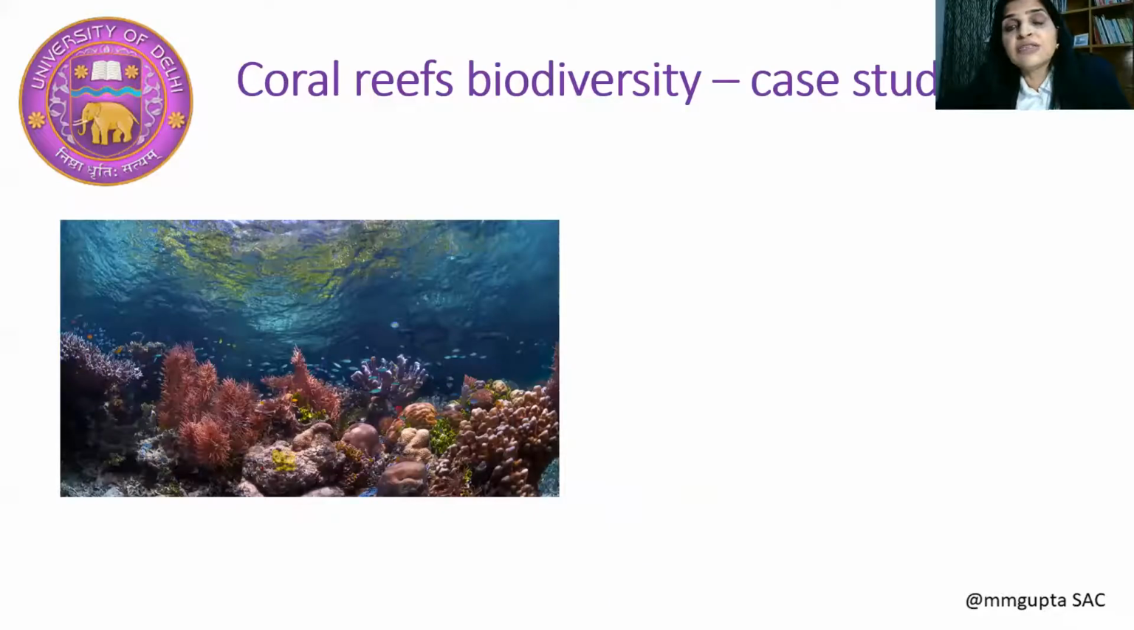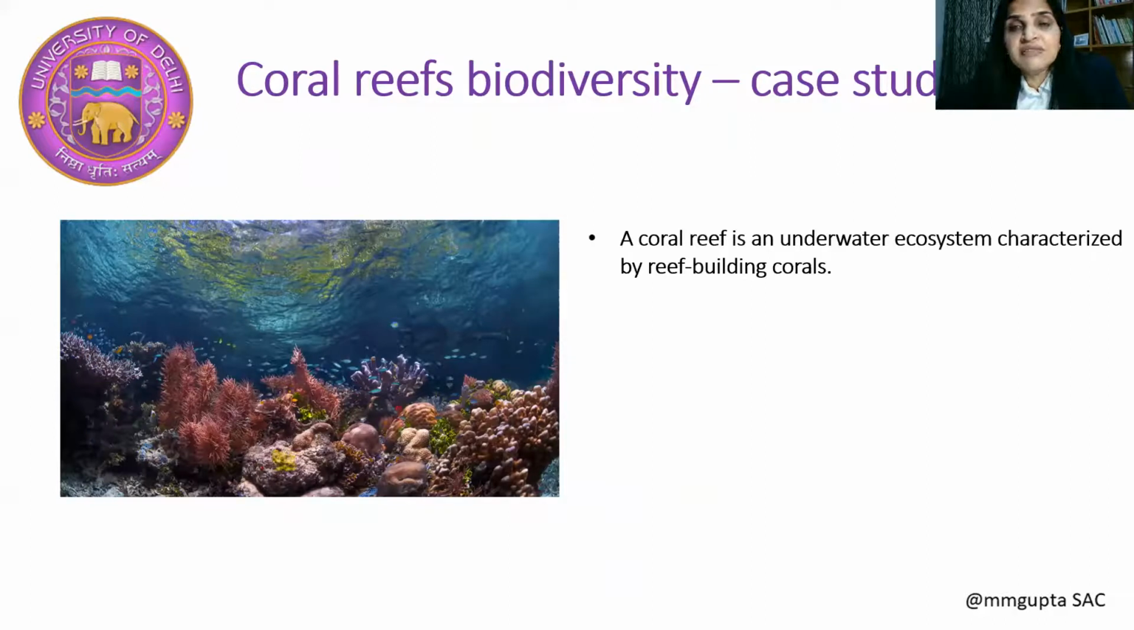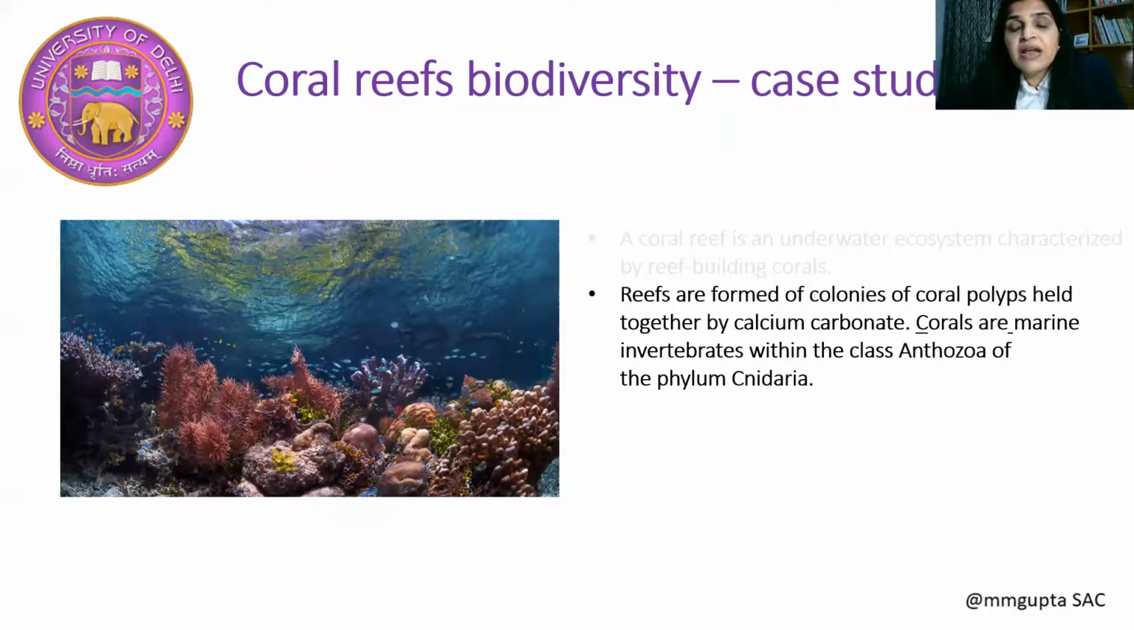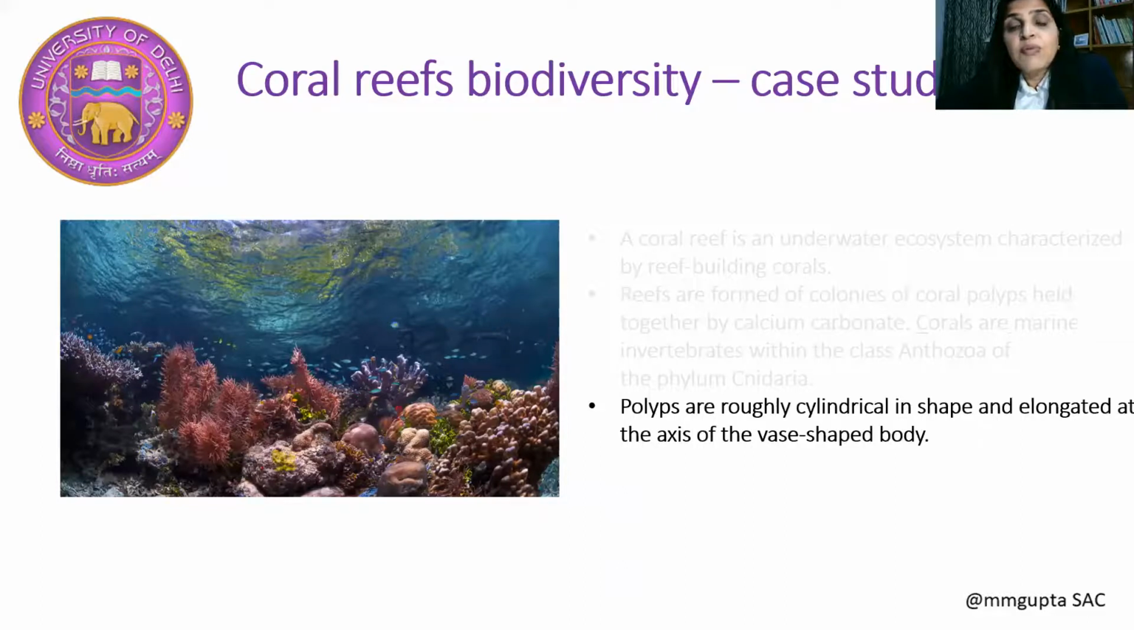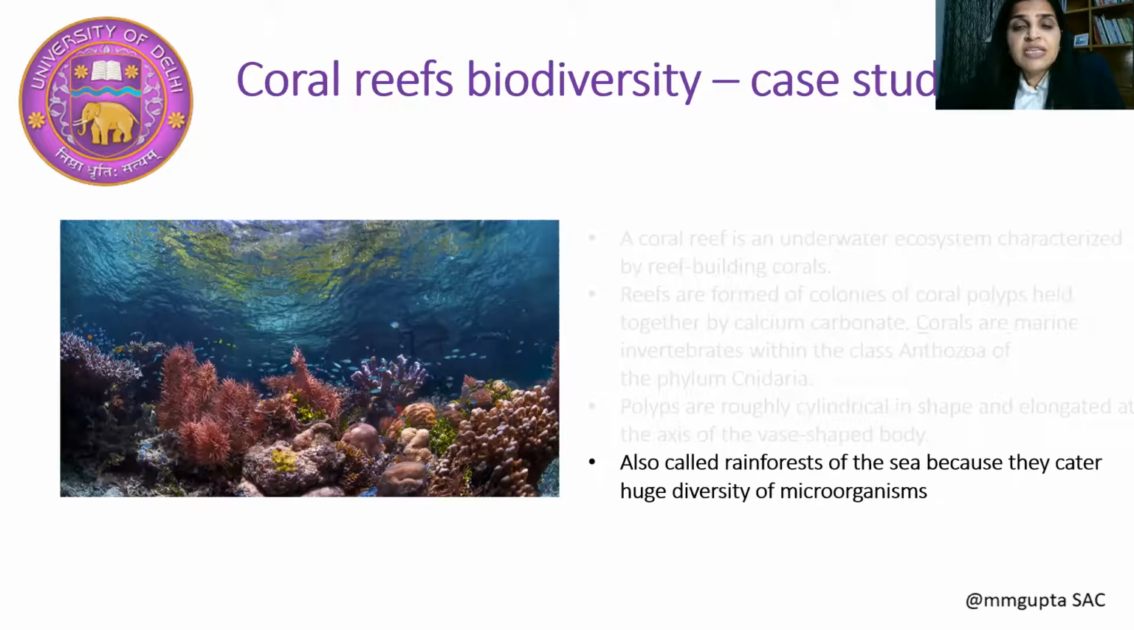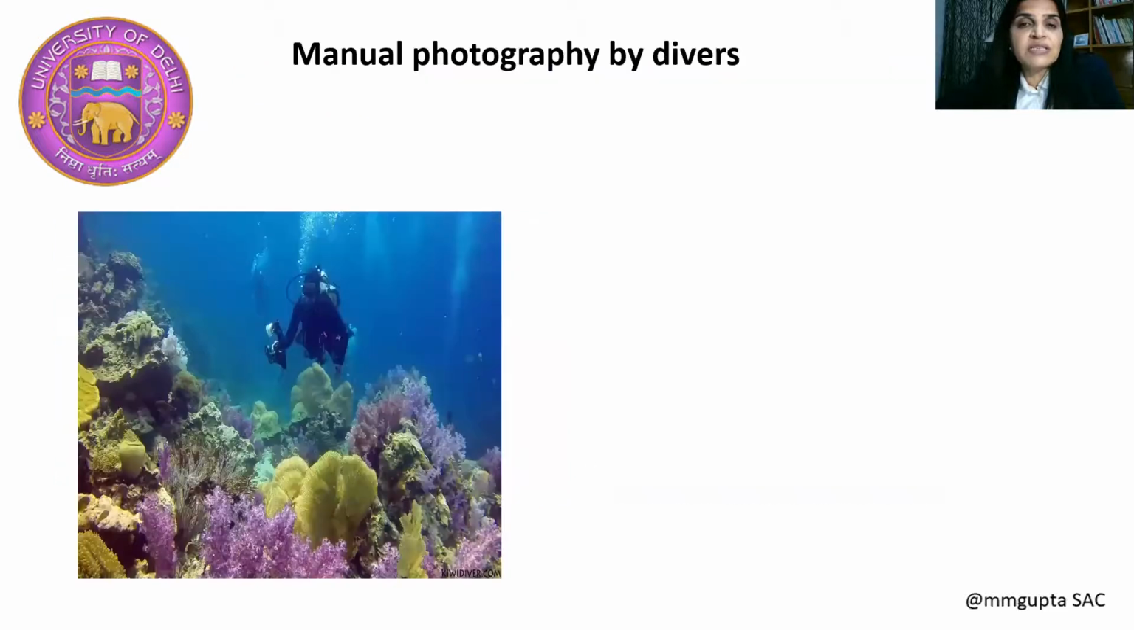Then another case study is of coral reefs biodiversity study. Coral reef is an underwater ecosystem characterized by reef building corals, and reefs are formed of colonies of coral polyps held together by calcium carbonate. And corals are marine invertebrates belonging to the class Anthozoa. Polyps are roughly cylindrical in shape and elongated at the axis of a vase-shaped body. They are also called the rainforest of the sea because they cater a huge diversity of microorganisms.